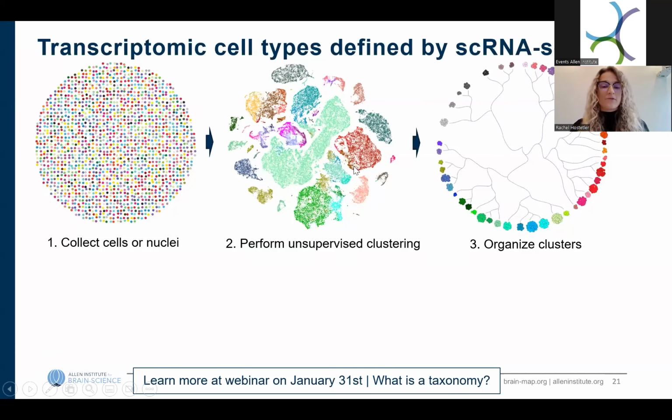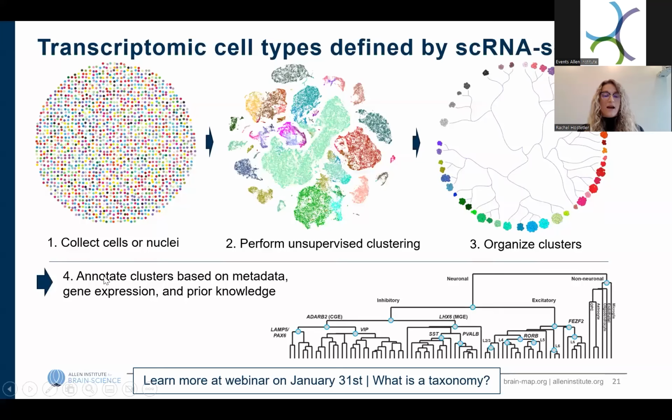Then the next step, after clustering all of our different cells together, is to organize them based on hierarchy. We know that different cells are connected to each other in different ways, and that not every group of cells is equally related to every other group of cells. They're actually organized in a hierarchy. After we've organized all of our clusters, we can then start to annotate them based on metadata, gene expression, and research and prior knowledge.